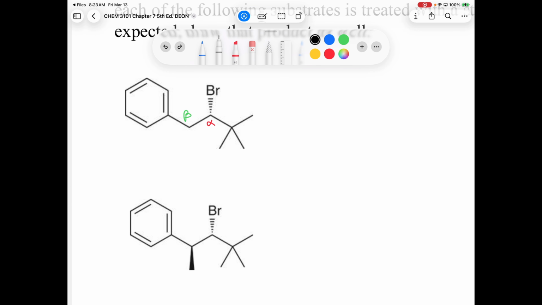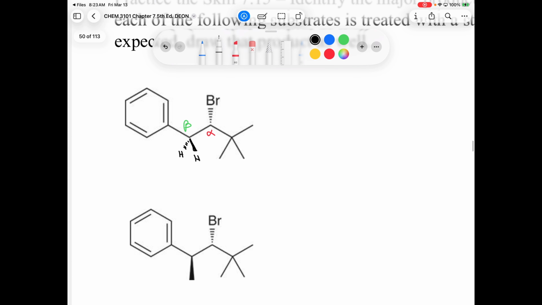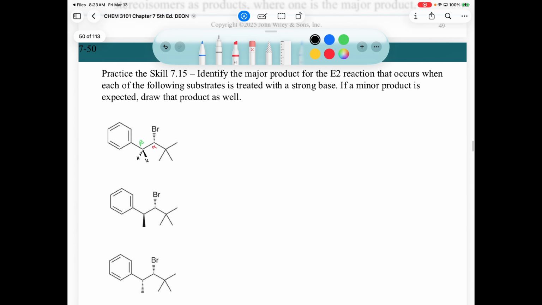All you have to do is say, I'm going to get cis and I'm going to get trans, or E and Z. So I'm just going to draw both of the protons in here, and we're going to get a mixture of E and Z. So I want you to draw the E and Z products.